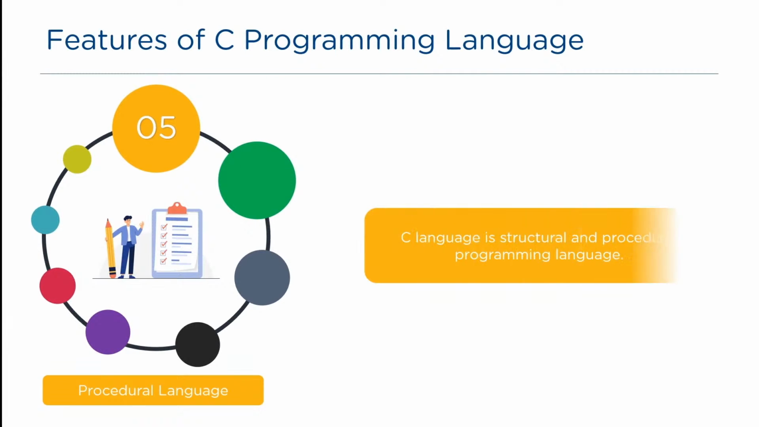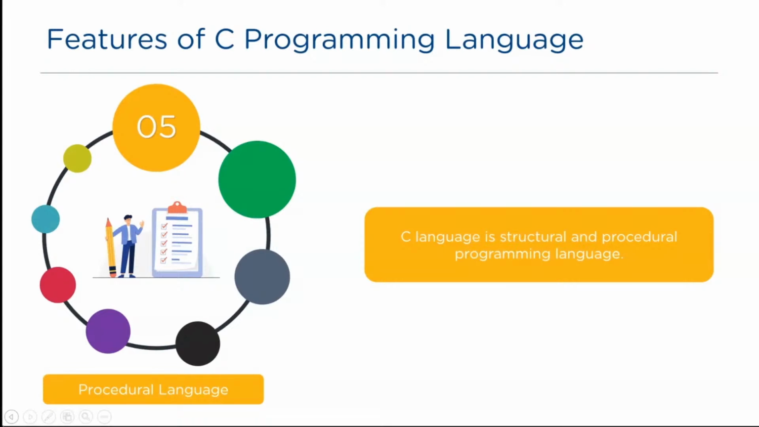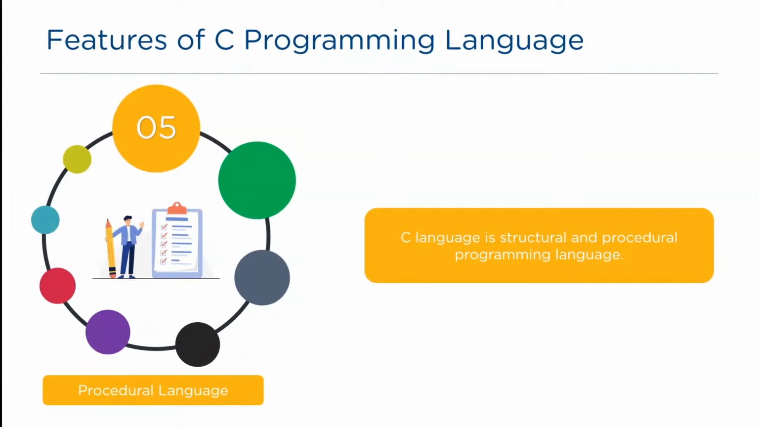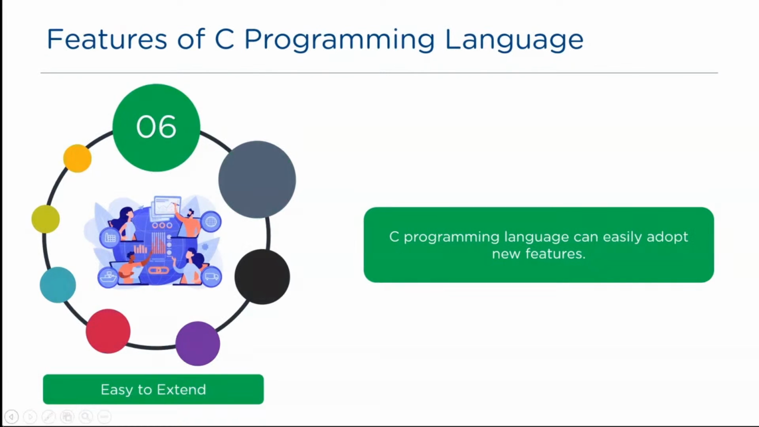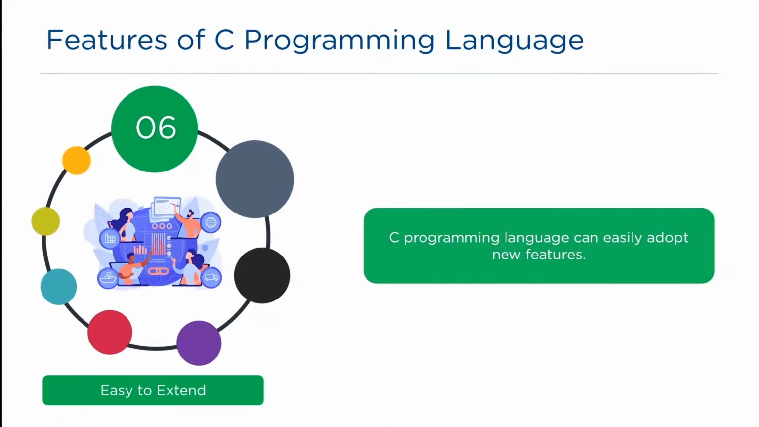Next, C follows the top-down approach to software development. Instead of classes and objects, a C program is divided into accessible smaller units called functions. The extendable nature of C allows developers to add additional functions to the C library, and it also quickly adapts to all the new features.